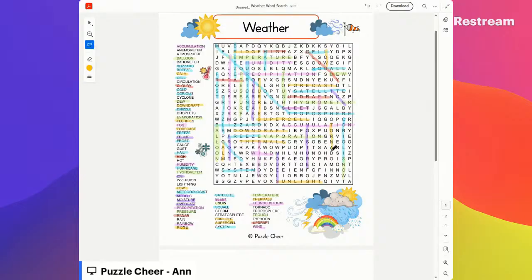Tornado. It's over 4 columns from the left at the bottom, toward the bottom of the puzzle.